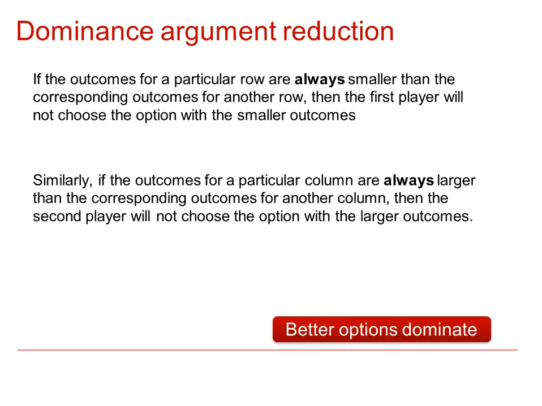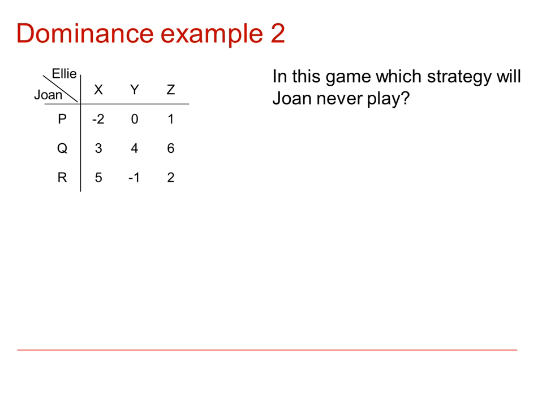Let's try and look at that in a particular matrix. So here we have, just consider Joan here in this one. So you're looking at the rows. Is there any particular row in which the outcomes are always less than another row? And yes, we can see that in that case we have that P, the elements are always less than Q. So we can say that she's never going to play P, it's dominated by row Q. So in effect we can ignore row P.